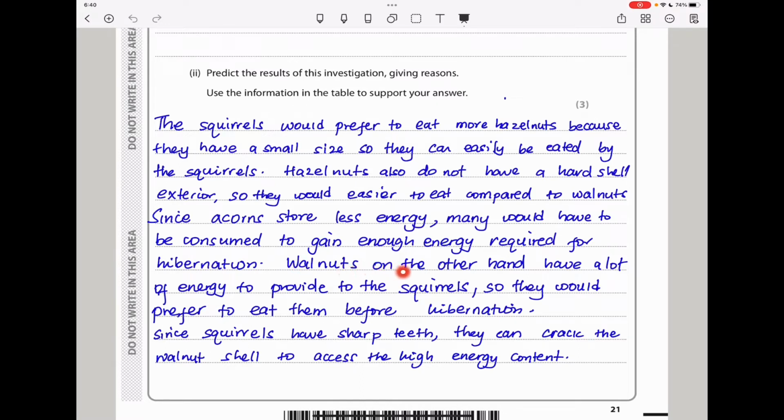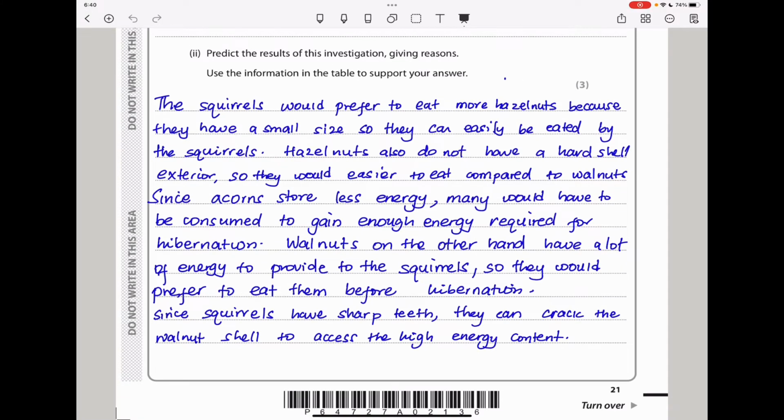Then I said walnuts, on the other hand, have a lot of energy to provide to the squirrels, so they would prefer to eat them before hibernation. This is when preparing for winter seasons when it's very cold. And I said since squirrels have sharp teeth, they can crack the walnut shell to access the high energy content. So in preparation for hibernation, they can use their sharp teeth to crack the nut and then be able to access the high energy containing material inside the nut.